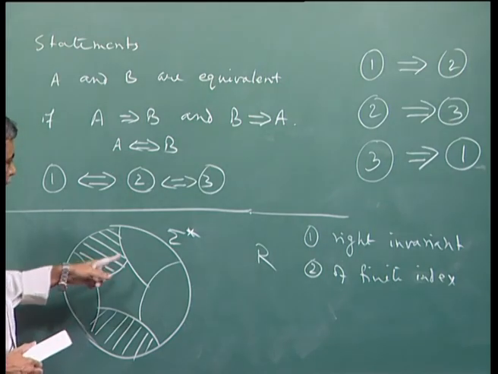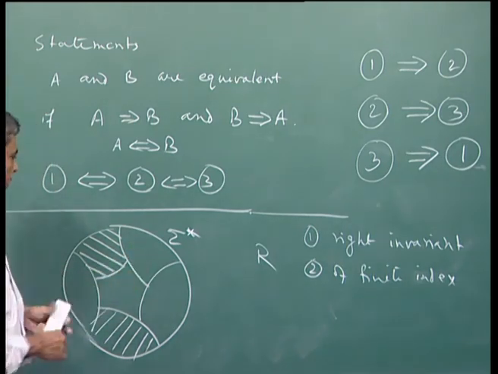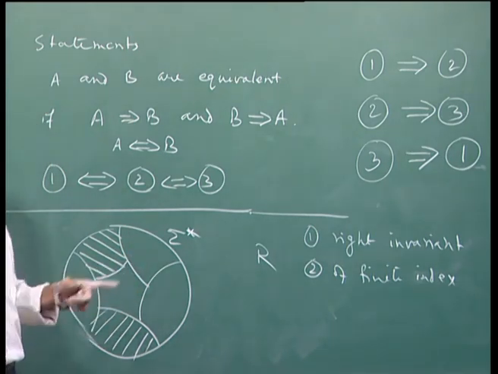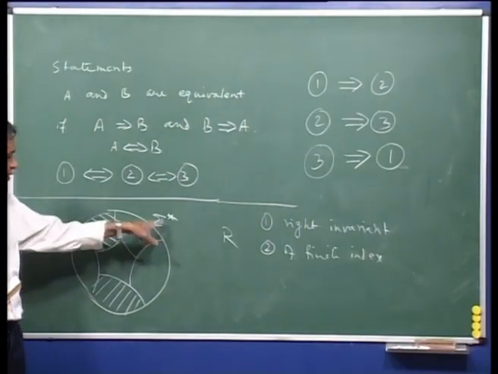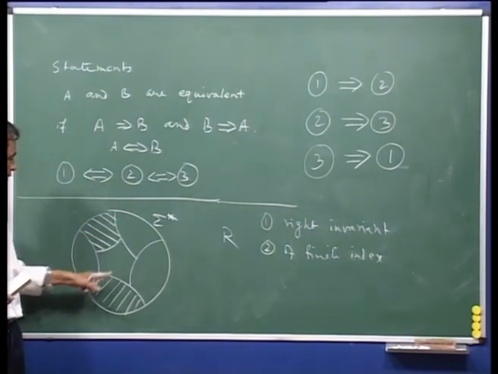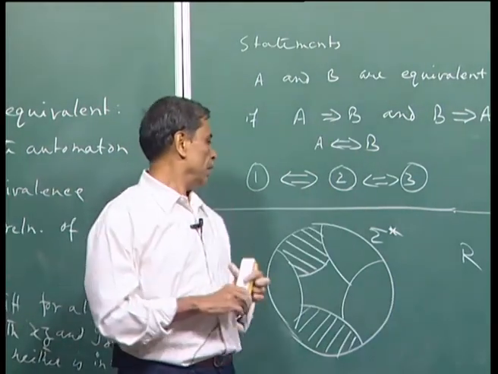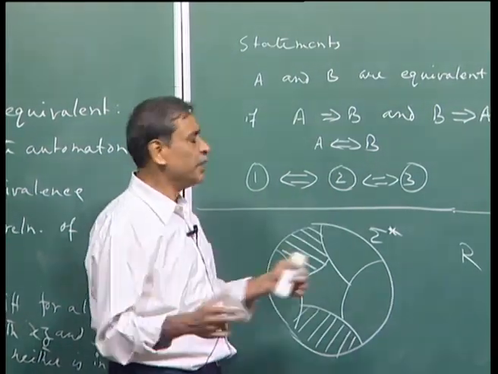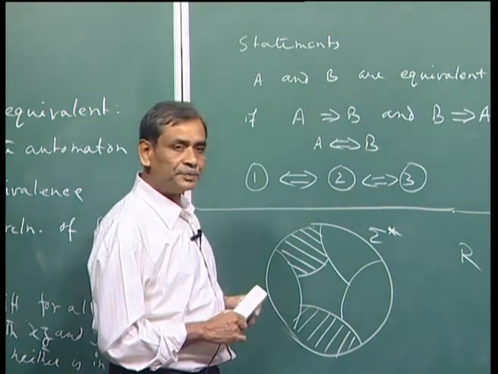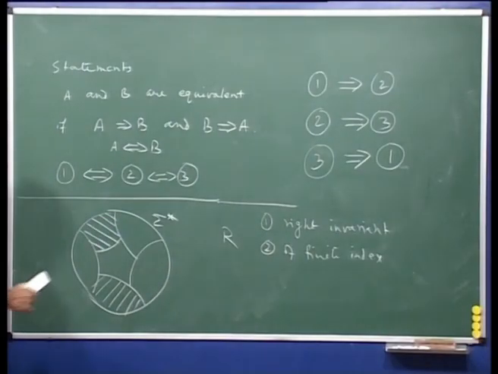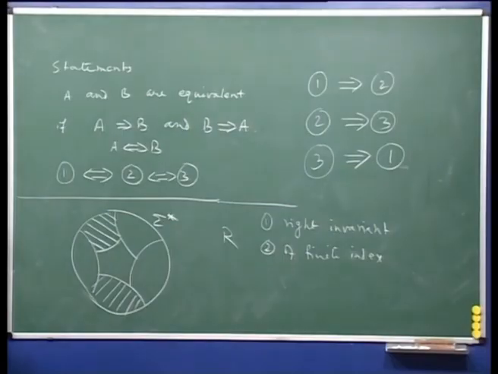So the relation is of finite index, so the number of equivalence classes induced will be finite. There will be some particular number, but only finite. Although the set sigma star is infinite, the number of equivalence classes will be finite, and we take the union of some of these equivalence classes, which gives me the language L. Further, we are also saying in this statement that the relation R is right invariant.